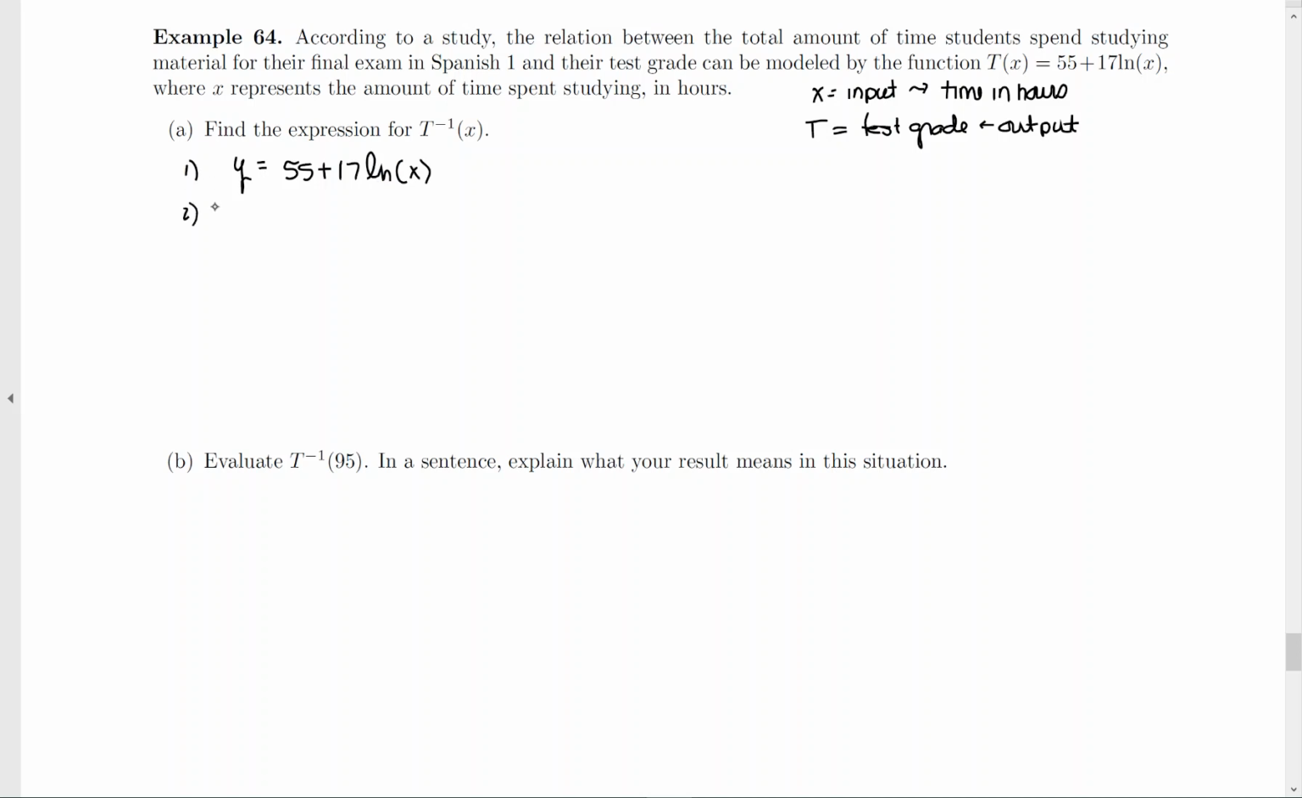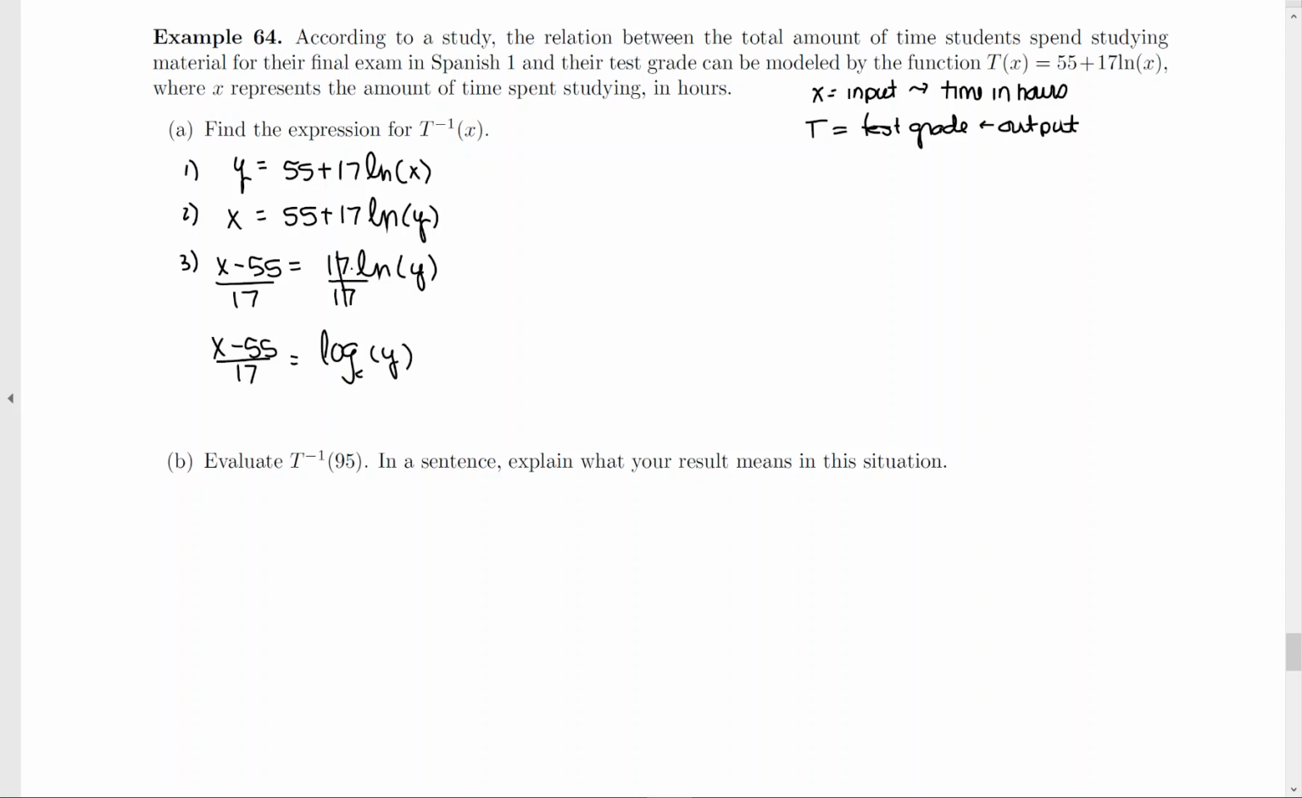Step 1. Step 2, swap the x's and the y's. When you do that swap step, right there you're looking at your inverse function. We just need to now solve for y, which is step 3. That's the big step. So to get y by itself, I'm first going to get rid of the 55 by subtracting it from both sides of the equation. So 17 times natural log of y. Unhook the multiplication by dividing both sides by 17. So I have x minus 55 all over 17 equals natural log of y, which is log base e of y.